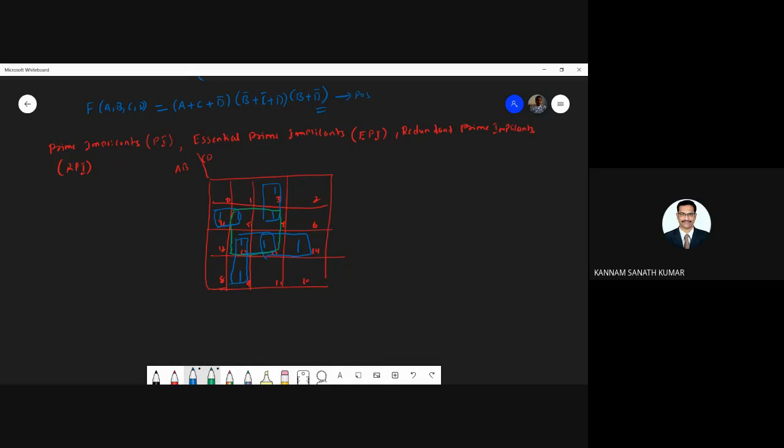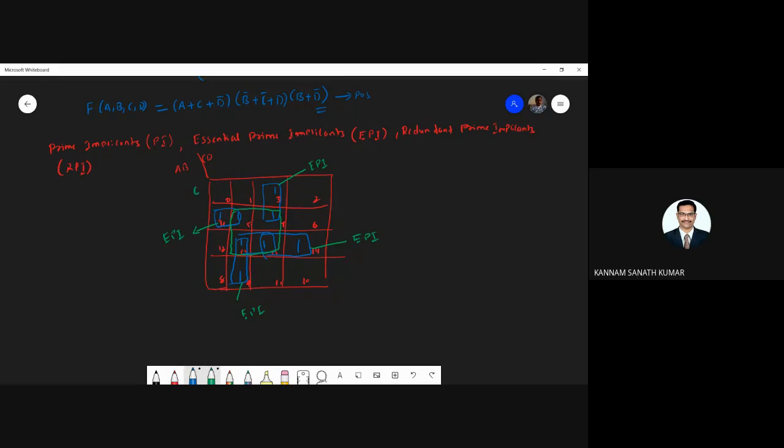So what are essential prime implicants? The prime implicants which contain at least one which cannot be covered by any other prime implicant. So here, if you see, this consists of at least one, this consists of at least one which is not covered by any other prime implicant. These are nothing but what we call the EPI. EPI is nothing but essential prime implicant. So this is one EPI, essential prime implicant.